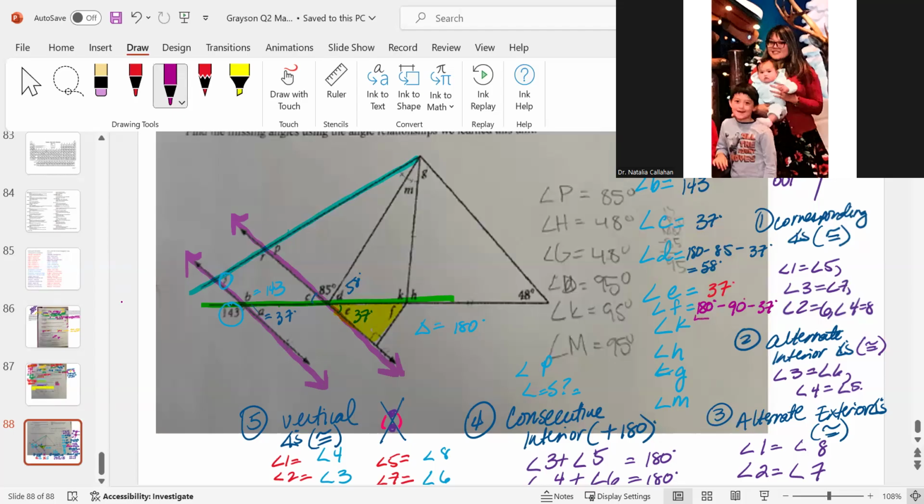Actually, what you can do is, 180 minus 90 is just 90. So it's just 90 minus 37. That should be easier. Which then gives you 53. So F is 53, right? Do you see how F and H are not vertical angles, because it doesn't create that perfect X? Some people might think that it is, so I just want to make sure you're careful with that.